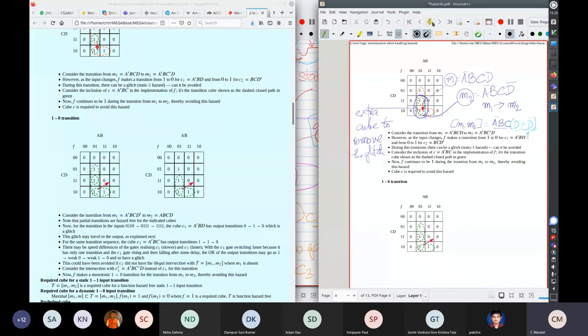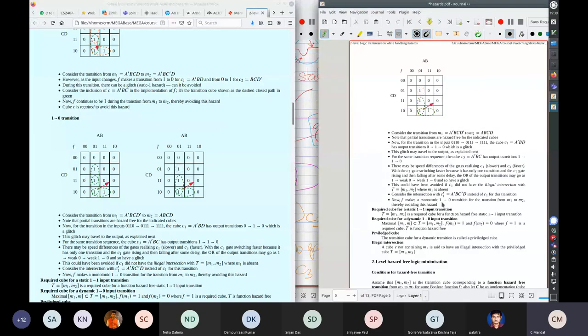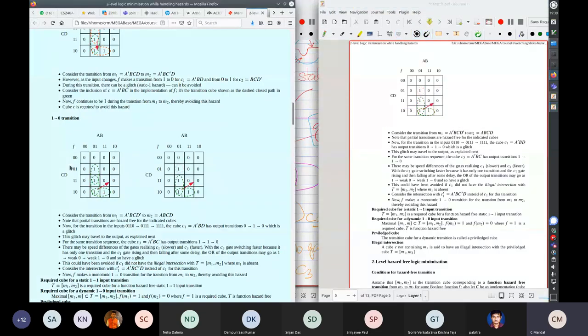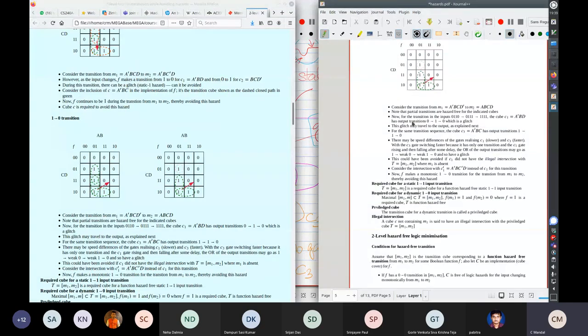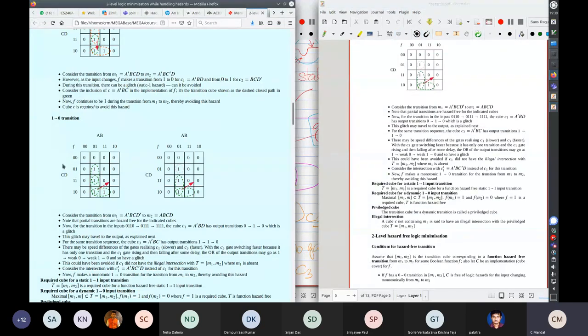Okay, so this is the 0-1 transition. Look at this diagram, because this is in 2 pages now. By the way, these slides are also there in WBCM. You can open them on your own computer or laptop or whatever.